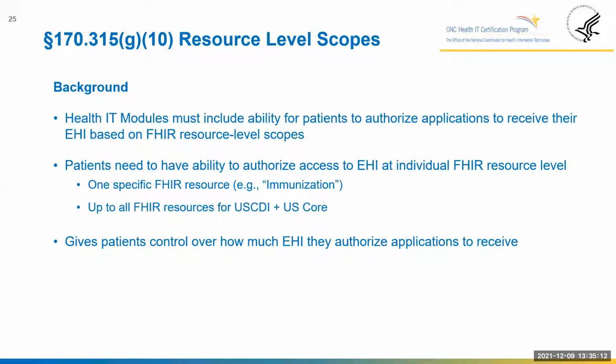We said in the preamble of the ONC Cures Act final rule that patients need to have the ability to authorize access to electronic health information at the individual FHIR resource level. So this is from one specific FHIR resource like immunization up to all of the FHIR resources that are required by the combination of USCDI and US Core.